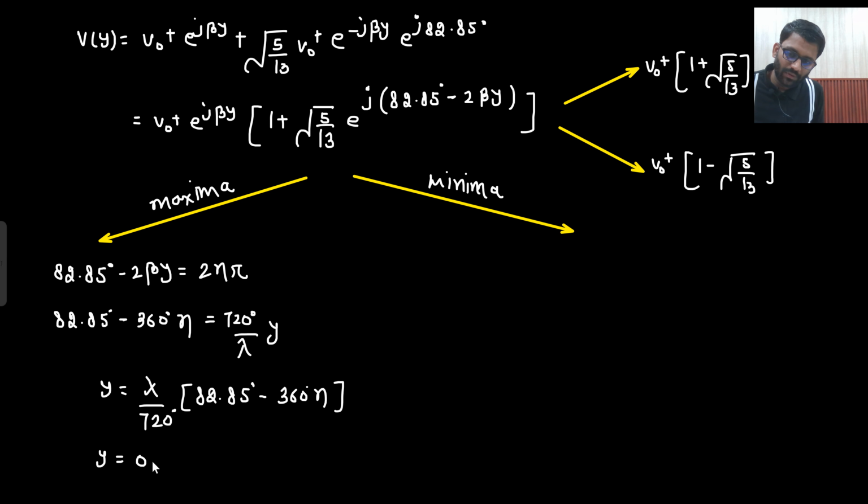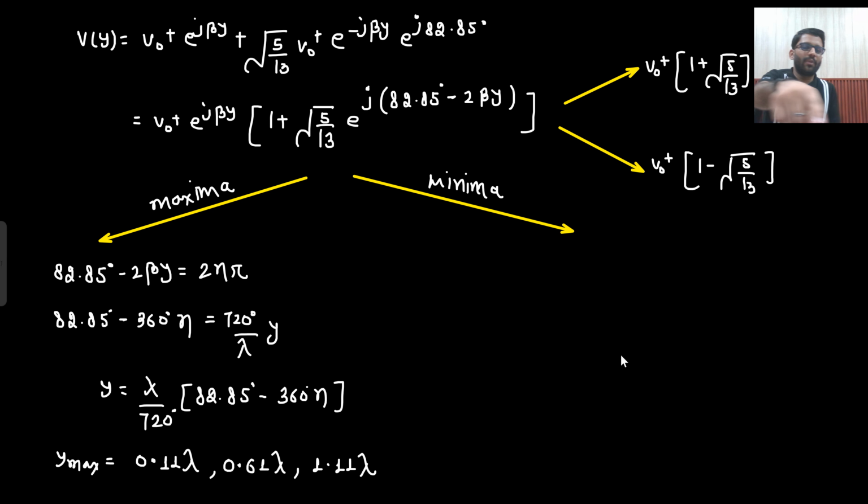So y is equal to 0.11 lambda. This is the location of my first maxima, with n equals 0. The next maxima will be at plus 0.5, so that would be 0.61 lambda. Then again plus 0.5, that would be 1.11 lambda. So these are my maxima locations.